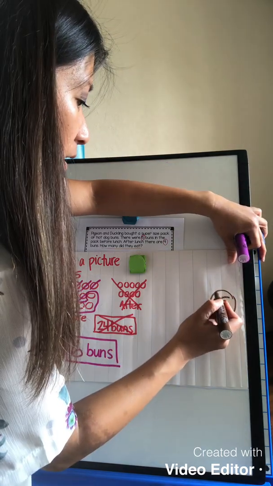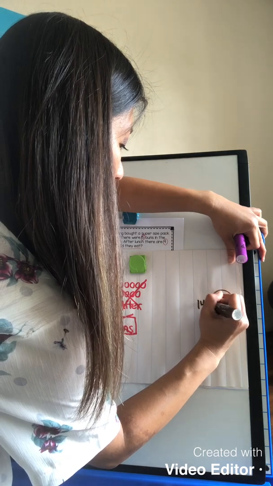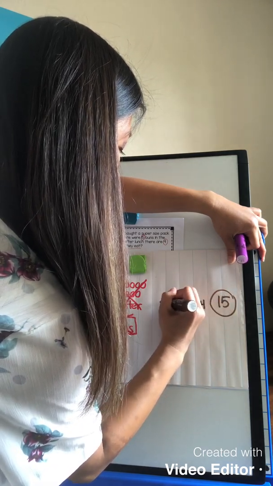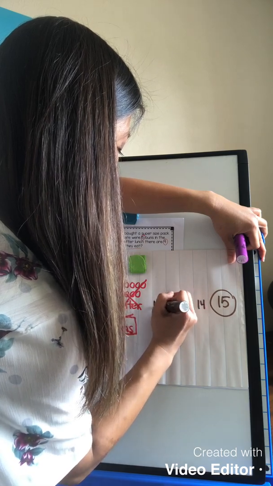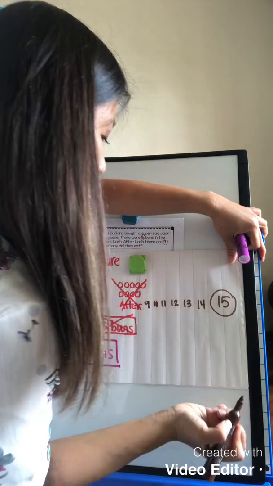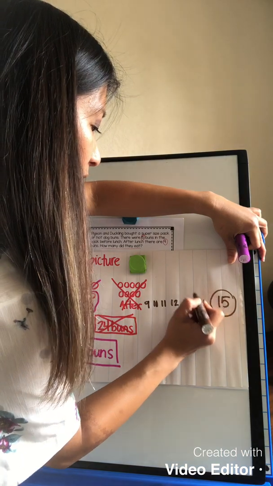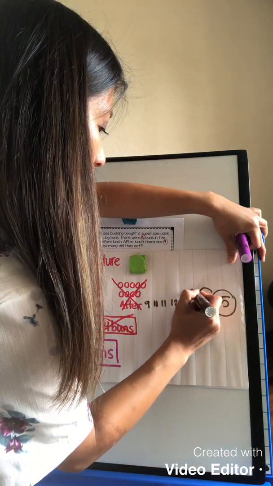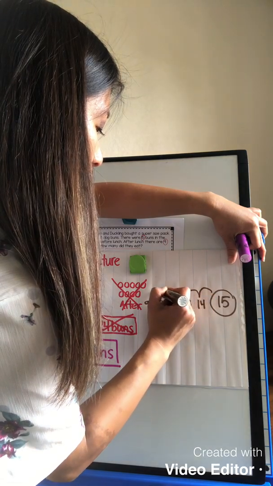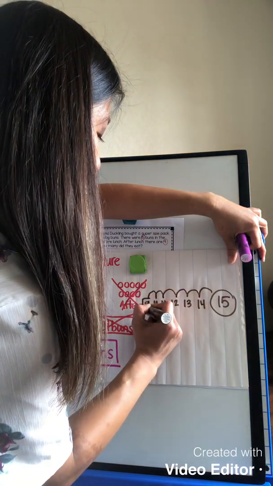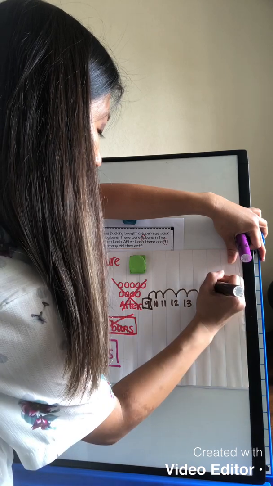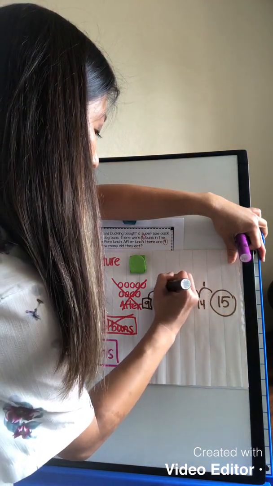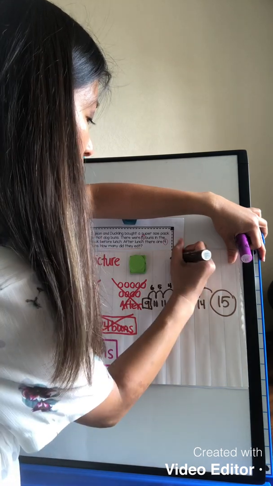So 15, 14, 13, 12, 11, 10, 9. So let's see, how many spaces did I jump back to get to the number 9? 1, 2, 3, 4, 5, 6. So I jumped 6 spaces. Let me double check. 1, 2, 3, 4, 5, 6. And we call this counting back.